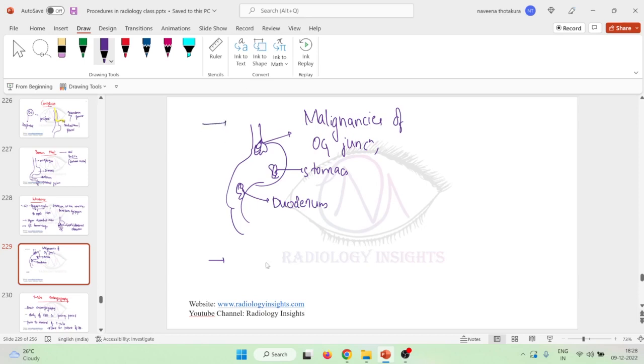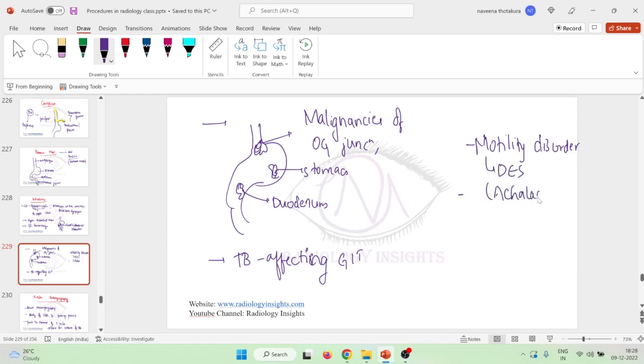Then we can also use barium meal for diagnosing diseases like tuberculosis affecting the GIT. GI tuberculosis can be diagnosed by this barium meal. And some motility disorders of the GIT can also be diagnosed with the help of barium meal, like achalasia cardia or diffuse esophageal spasm. These can also be diagnosed with the help of barium meal.